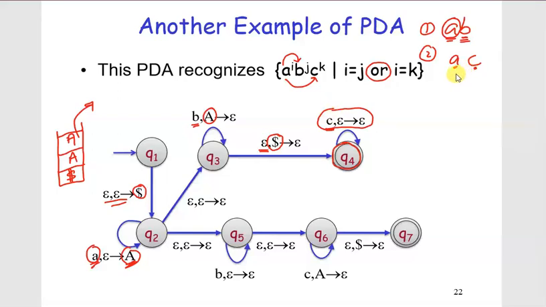For the second case, we need to make sure that the number of A is equal to the number of C, but between A and C there is alphabet B. Alphabet B is independent. B does not depend on A or C. So there is no need to push or pop the stack for B. We only consider A and C, where A and C will interact with the stack.